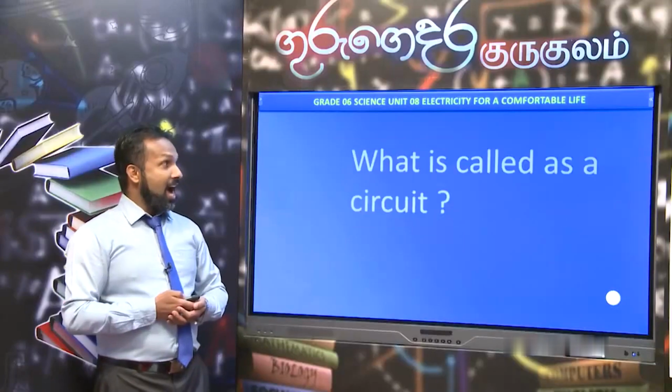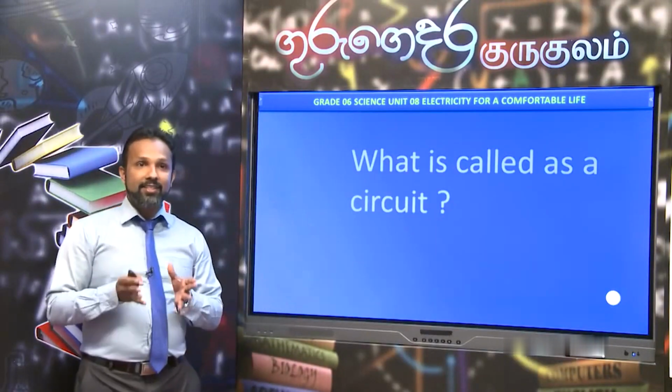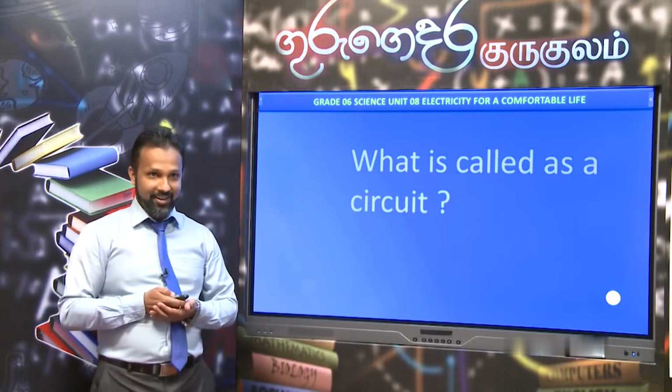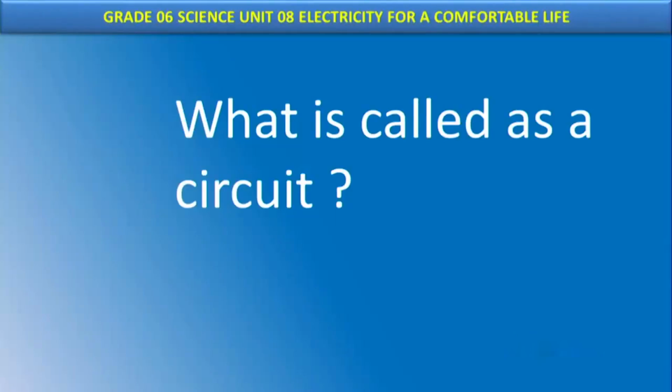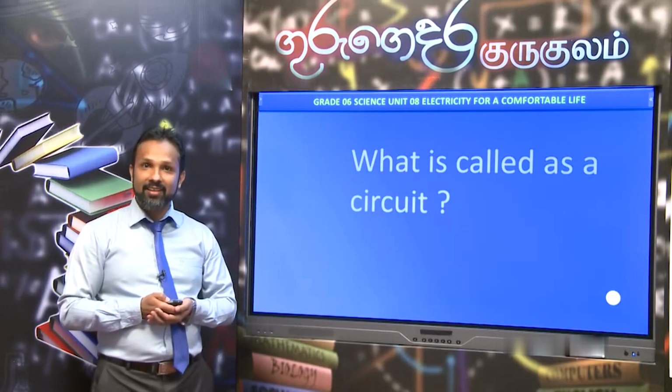My dear children, to study this lesson, I am going to do a little activity. Let's focus our attention on this activity. What is the activity? I am going to ask you a question. What is meant by a circuit? Do you know? What is called a circuit? Let's do a simple activity to find out what is called a circuit.